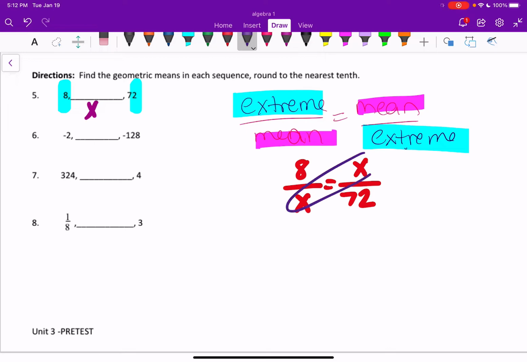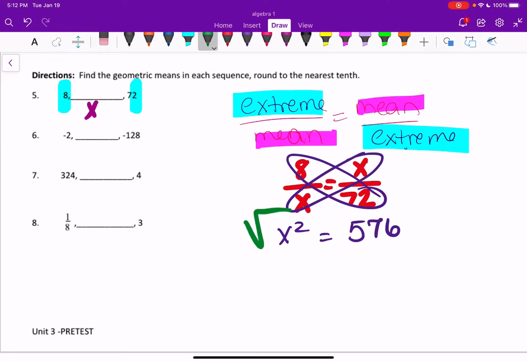We're going to cross multiply. X times x is x squared. And 8 times 72 is 576. Well, that's what x squared equals. Well, how do we get rid of a square? We square root both sides. So I'm going to square root, and that gives us x equals plus or minus. Now remember to find the square root button on your calculator. It's second and the x squared, and then you can put 576 and hit enter, and you get 24. So the answer here is going to be 24 plus or minus.